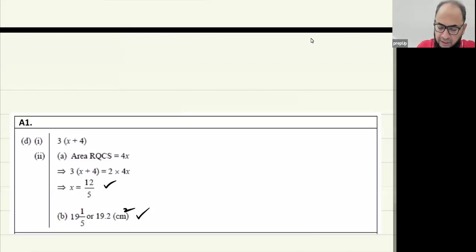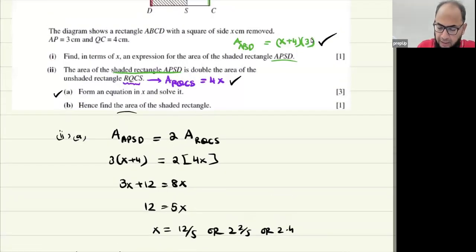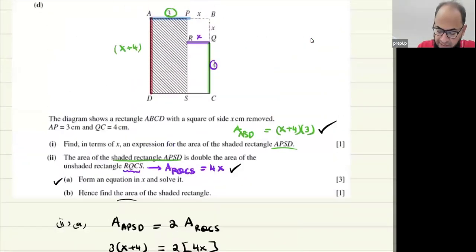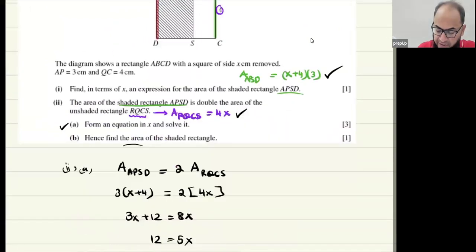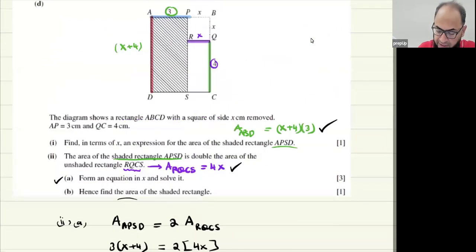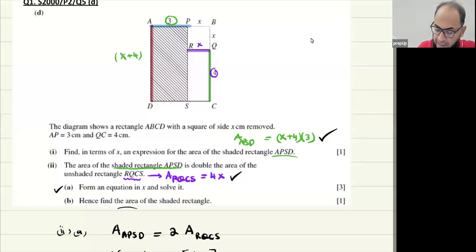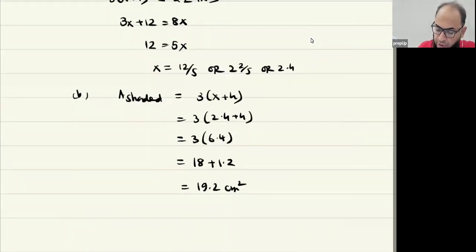Can you explain B part again? Yes, I can. It says find the area of the shaded rectangle. The area of the shaded rectangle is this much. That is the area of the shaded rectangle APSD, that is the answer of part 1, that is x plus 4 into 3. So I just substituted this value of x over here, I evaluated it and I get this answer. So I hope this is all good, all clear.